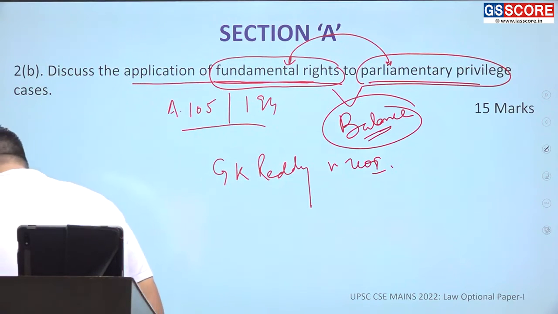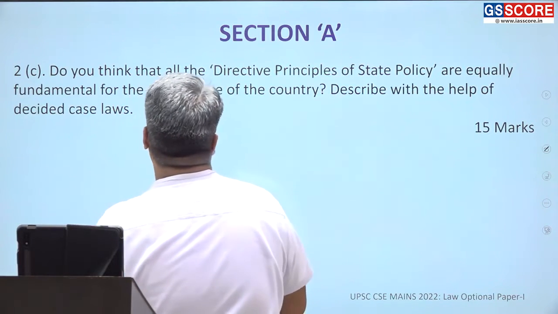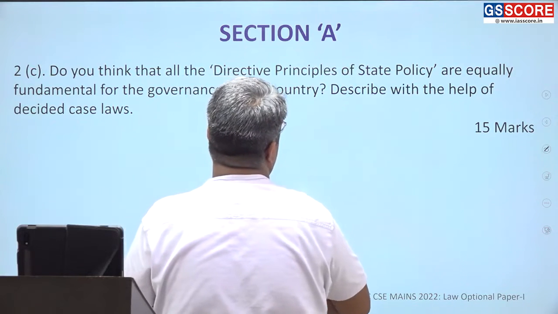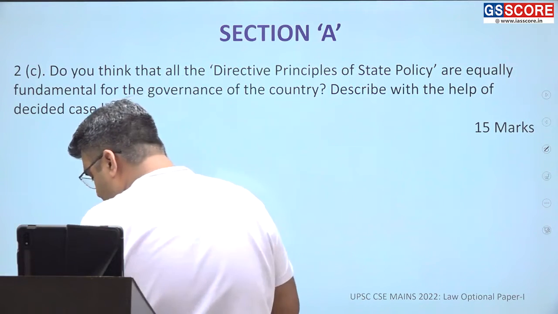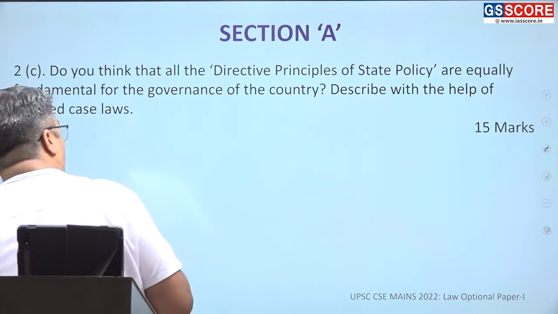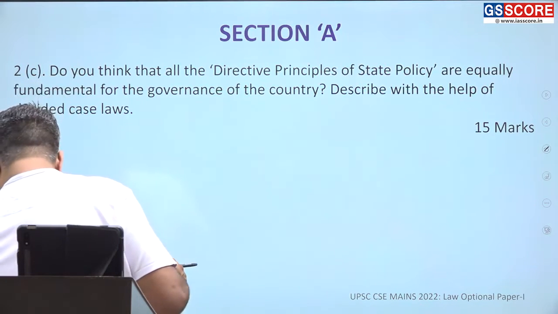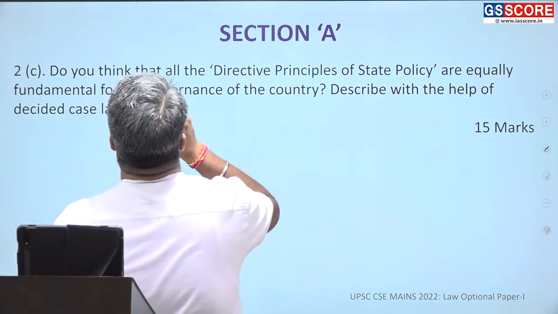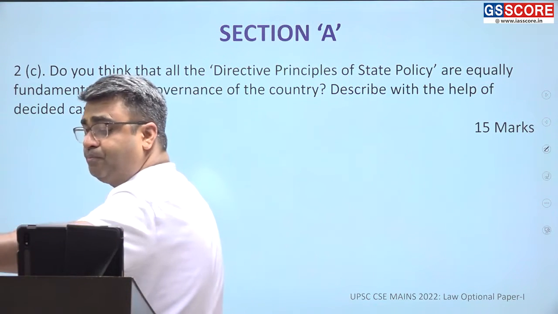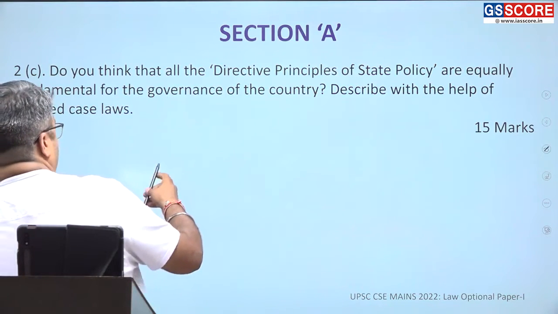After this, we have another question. Do you think that all the directive principles of state policy are equally fundamental for the governance of the country? Describe with the help of decided case laws. This is one of the most important questions, which you can find every year. In this case, we can mention a few landmark cases. I will just mention the cases only.